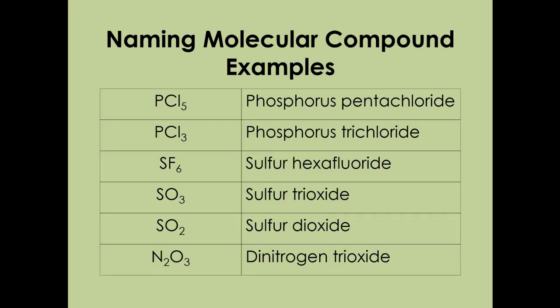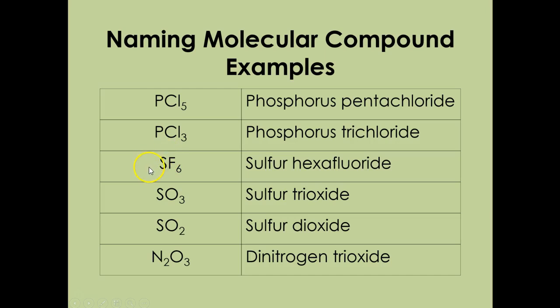And so let's look at some examples of that. The first 5 examples here are all instances in which there is only one of the first element. And therefore, you'll notice we're not saying monophosphorus, monosulfur. If there's only one of the first thing, we never use the term mono. So here's an example of the law of multiple proportions. There are a couple different combinations you can have for phosphorus and chlorine. This upper compound is phosphorus pentachloride because it's got 5 chlorines. The next one is phosphorus trichloride because it's got 3 chlorines.